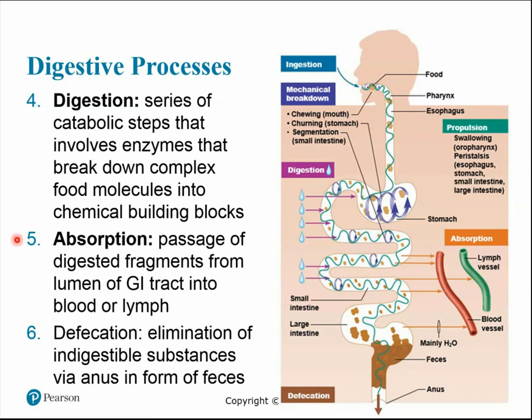Step 5 is absorption. So after we've chemically digested and broken down the nutrients to their most basic chemical building blocks, they're now small enough to pass through the wall of the intestine and the GI tract into the blood or the lymphatic system. And then finally, the 6th process is defecation. So it's just the elimination of any indigestible substances and waste through the anus in the form of feces.